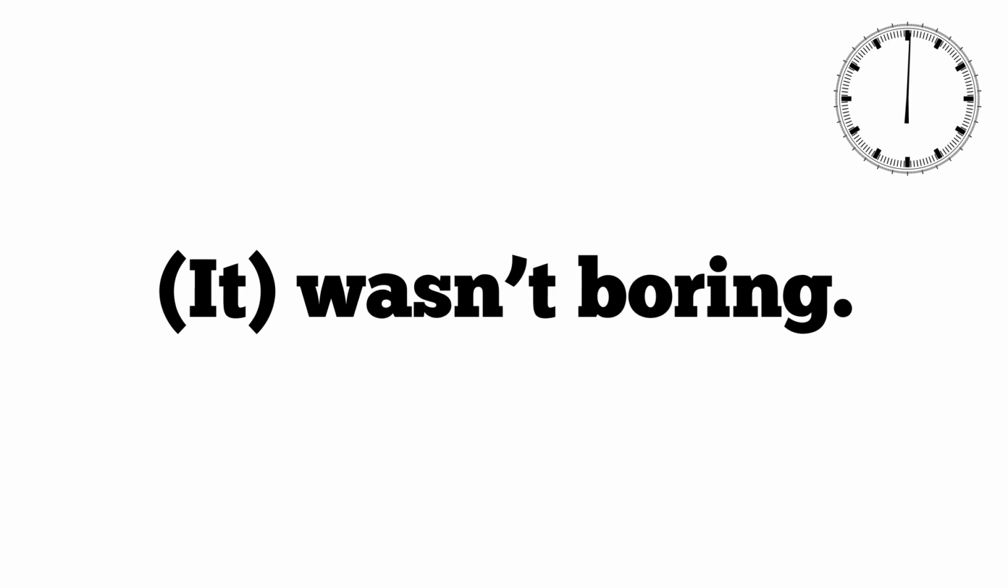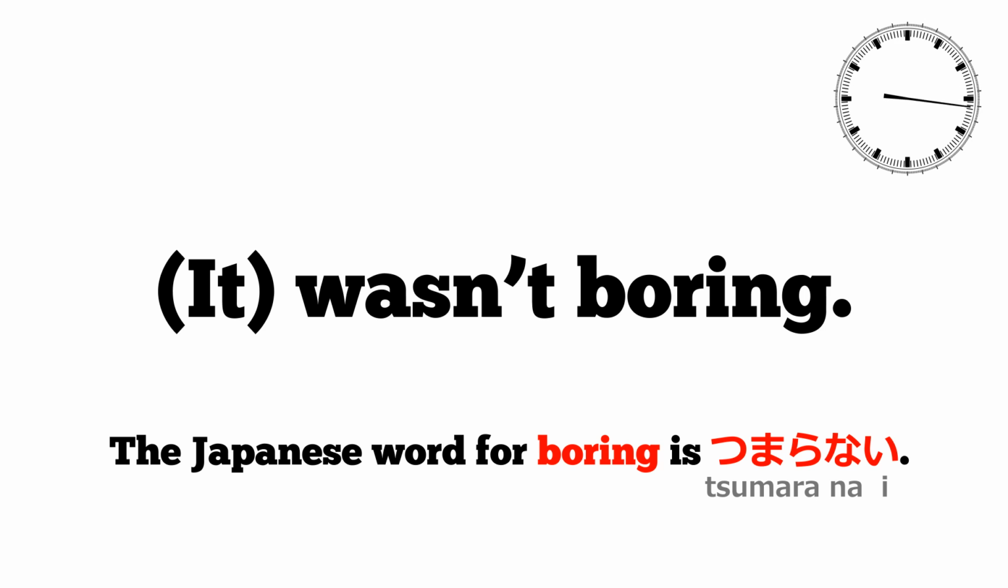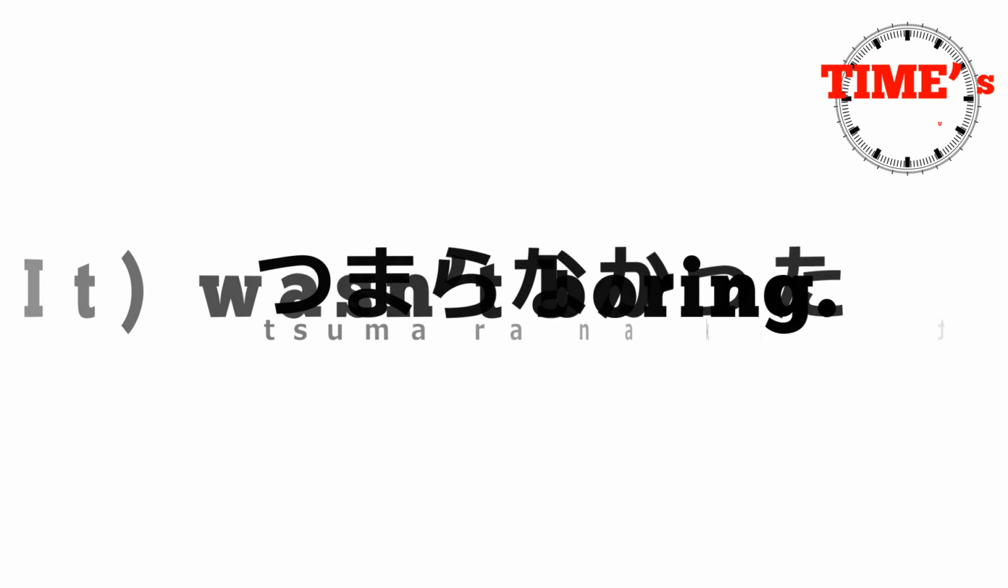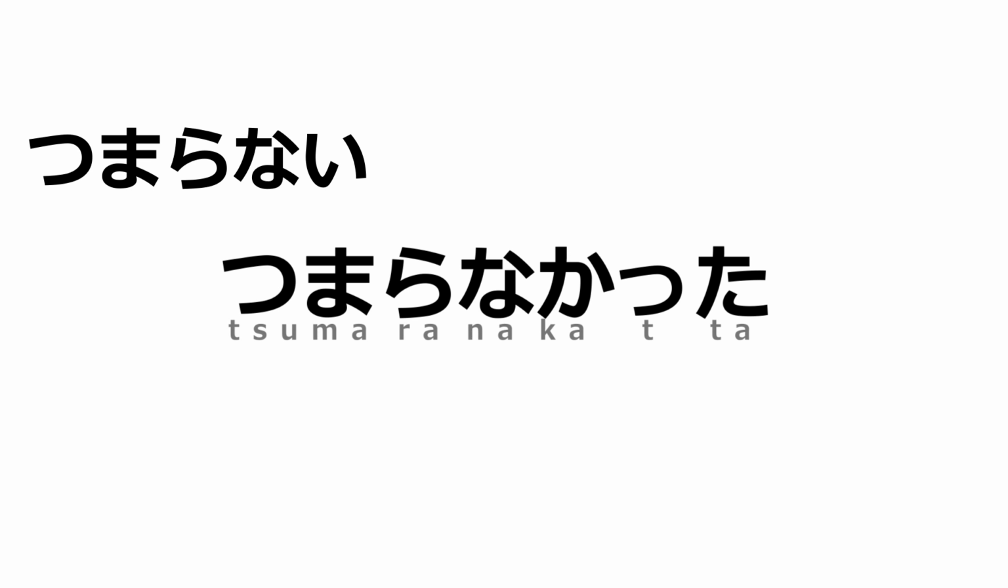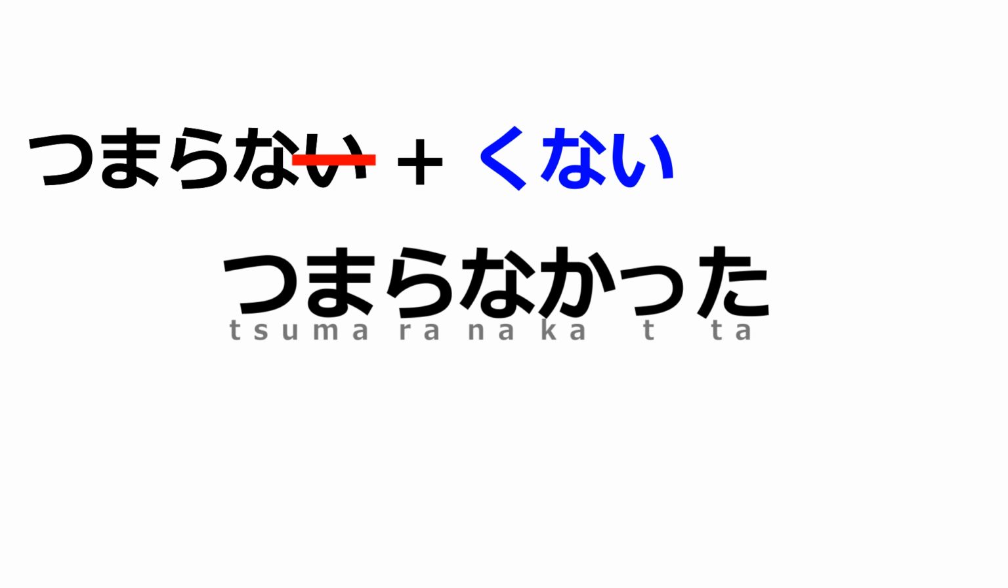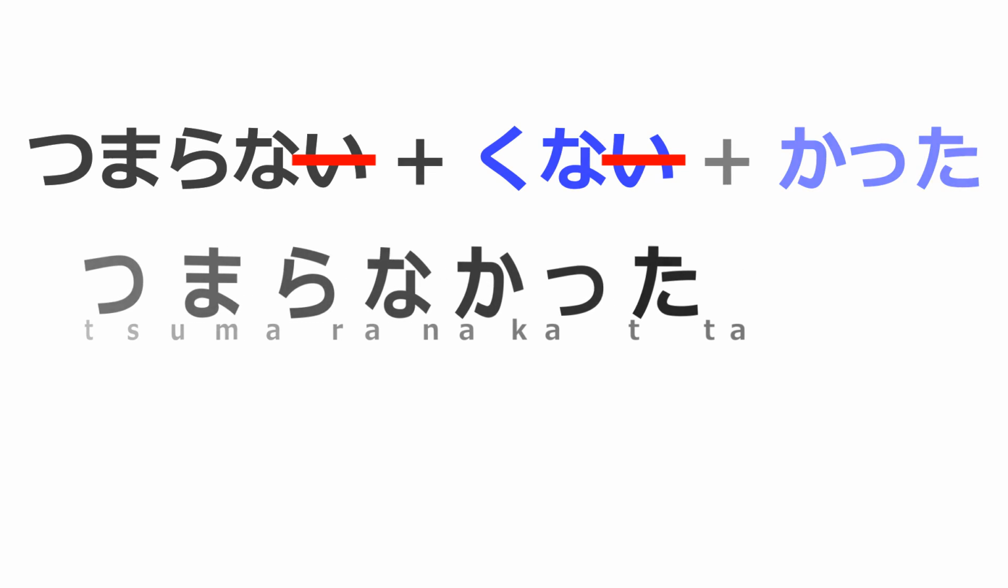It wasn't boring. And the Japanese word for boring is つまらない。 For it wasn't boring, you would say つまらなくなかった。 You take つまらない。 an i-adjective and first change it to the negative non-past form by cutting off the last い and adding くない。 Then to make it about the past, cut the い off of that and add かった。 All right, one last one.